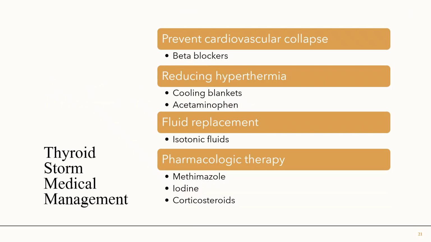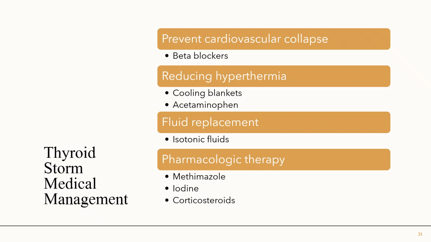The primary goal of medical management is to rapidly reduce the clinical effects of thyroid hormone while stabilizing vital organs. Treatment priorities include preventing cardiovascular collapse, lowering dangerously high body temperature, and correcting dehydration. Cardiac protection is central to the focus of treatment. We need to control tachyarrhythmias and prevent progression to heart failure.